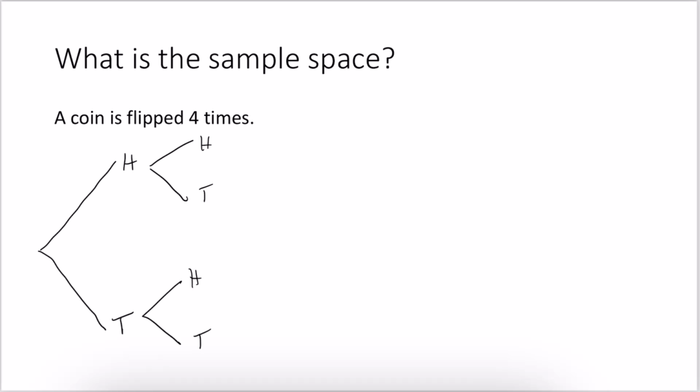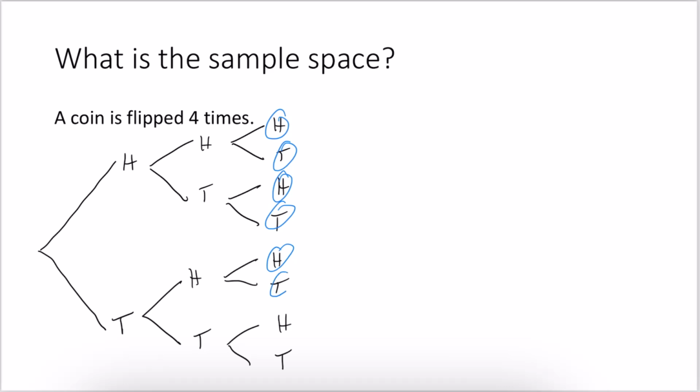And then our third coin flip will also result in heads or tails. Notice at this stage we're not quite done yet, but there are 8 branches in this tree, because we have 1, 2, 3, 4, 5, 6, 7, 8 branches. And that's relevant to our mathematical calculation, which we'll do later.